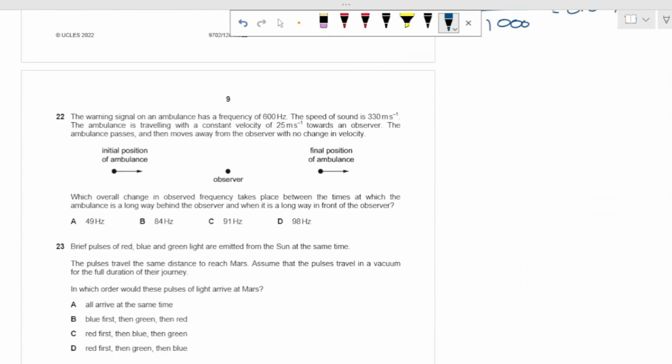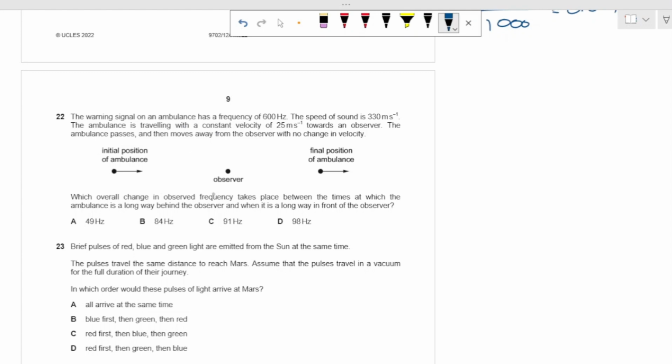Question 22. The warning signal on an ambulance has a frequency of 600 hertz. The speed of sound is 330 meters per second. The ambulance is traveling with a constant velocity of 25 meters per second towards an observer. The ambulance passes and then moves away from the observer with no change in velocity. What overall change in observed frequency takes place between the times at which the ambulance is a long way behind the observer and when it is a long way in front of the observer?